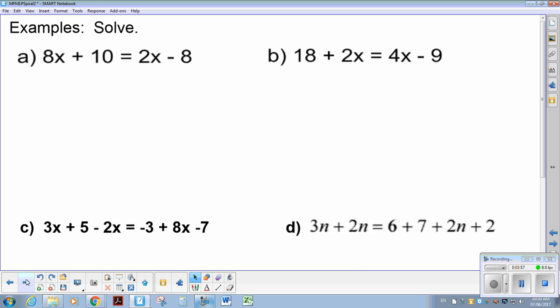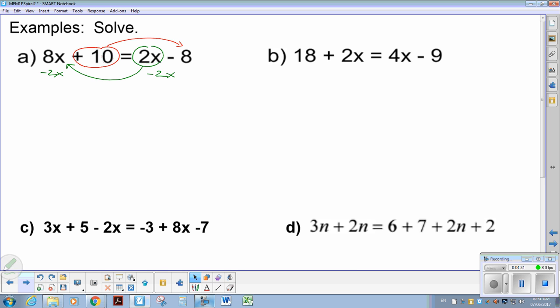Well, it doesn't matter which side we go. So I'm going to say, you know what? I want to move my x's to this side of the teeter-totter. And I want to move all the numbers, or the non-variables, the constants, to the other side of the teeter-totter. So looking at my green line, how do we do this? Well, I'm going to get rid of that 2x. I'm going to use an inverse operation. So the opposite of 2x is negative 2x. But whatever you do to one side, you have to do to the other.